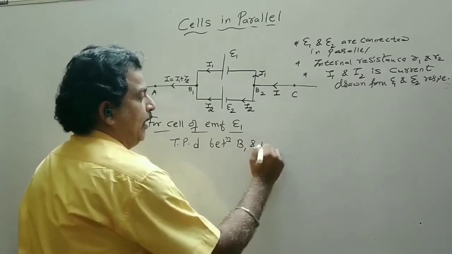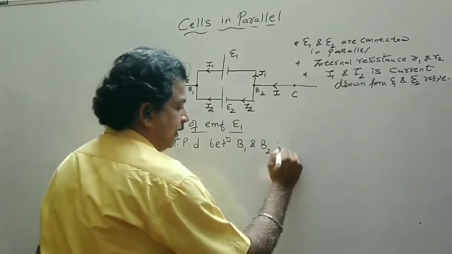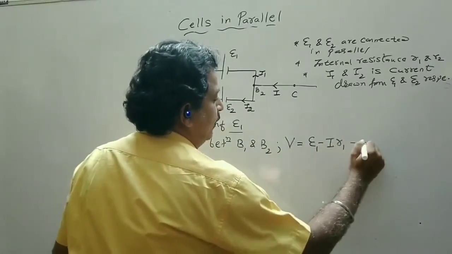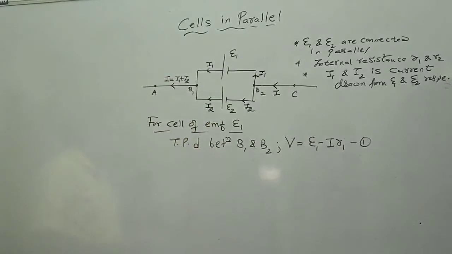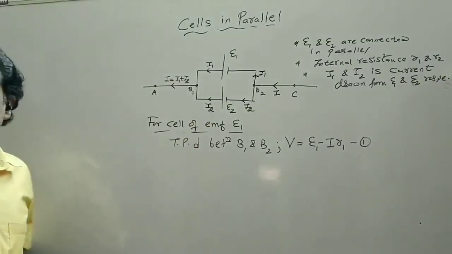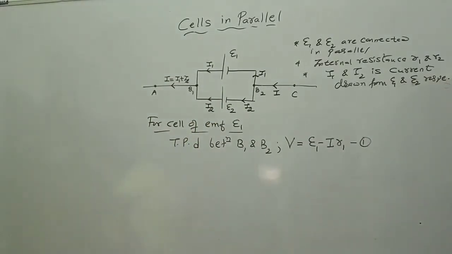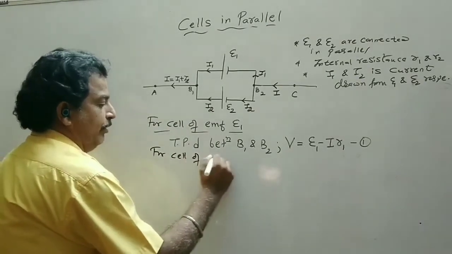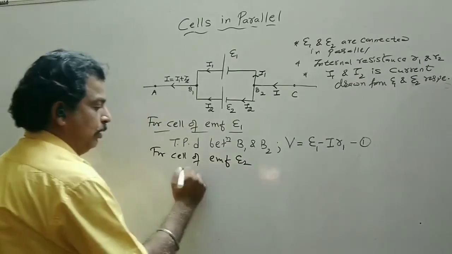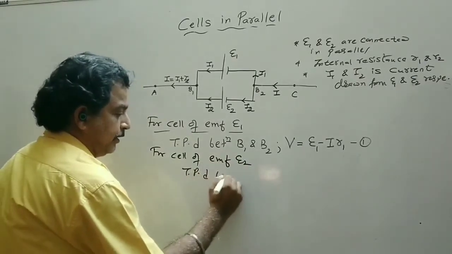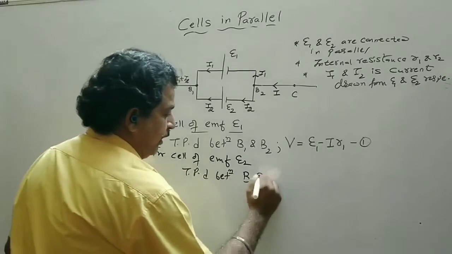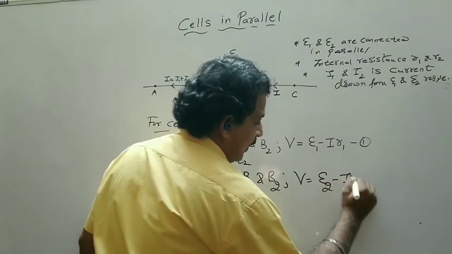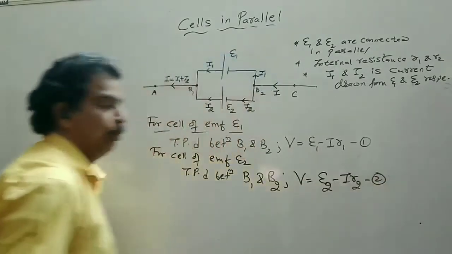So for the cell of EMF E1, I can write the terminal potential difference between B1 and B2, let us give the symbol V, is equal to E1 minus I R1. That is equation number 1. Now B1 and B2 is also common for cell E2. So for the cell of EMF E2, the terminal potential difference between B1 and B2, that is V, is equal to E2 minus I R2. That is equation number 2.